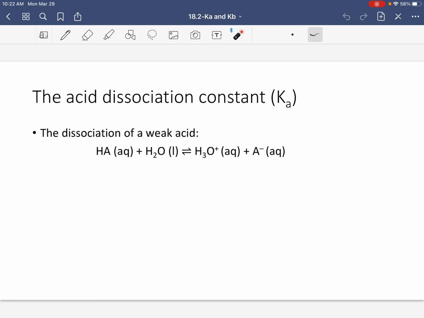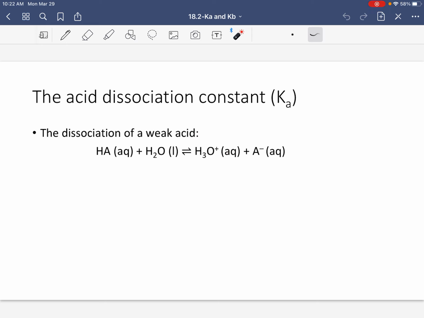H2O becomes H3O by receiving the H from the acid. Makes him a proton acceptor. So H2O is acting like a base. Now, because this is a weak acid reaction, this reaction will, of course, go backwards. And in fact, it goes backward more often than it goes forward.